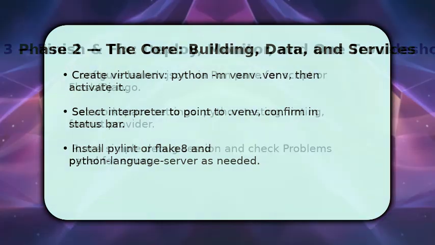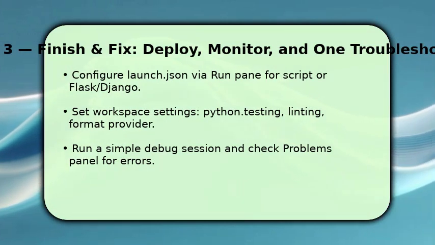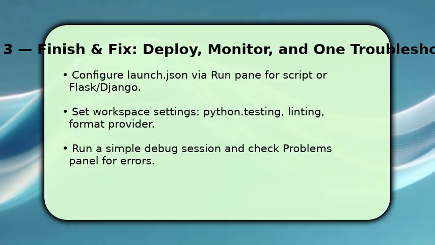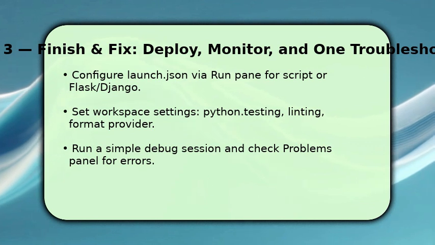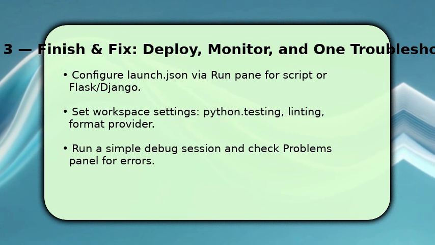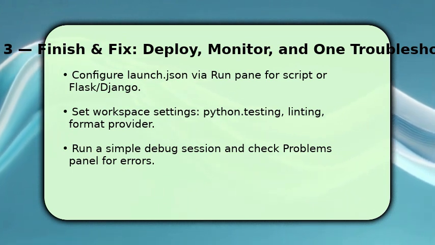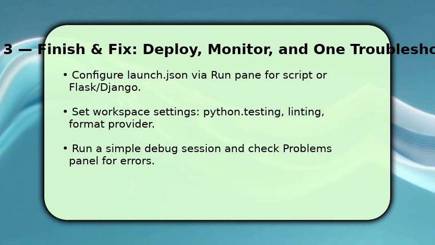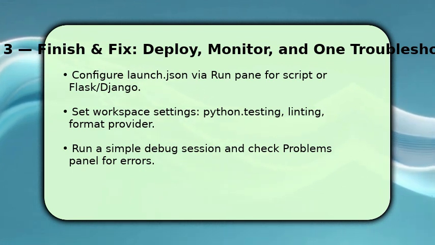Finish by configuring debugging. Open the Run pane and create a launch.json for a Python file or web framework. This tells VS Code how to start and attach. Next, set workspace settings for testing, linting, and formatter so everyone on the project uses the same rules.